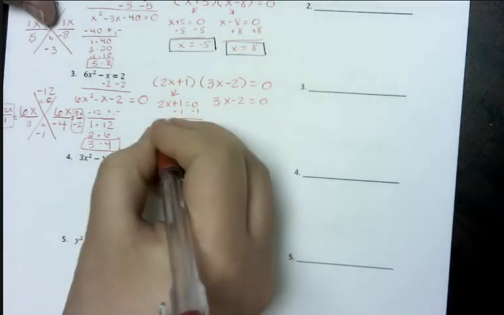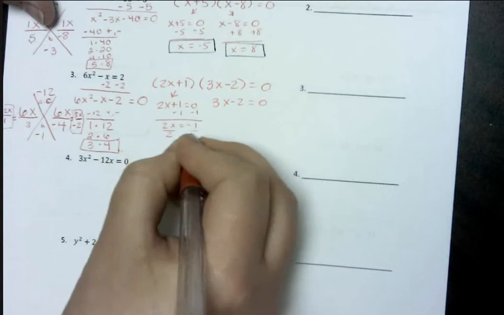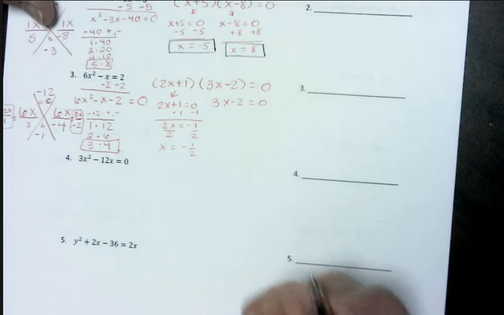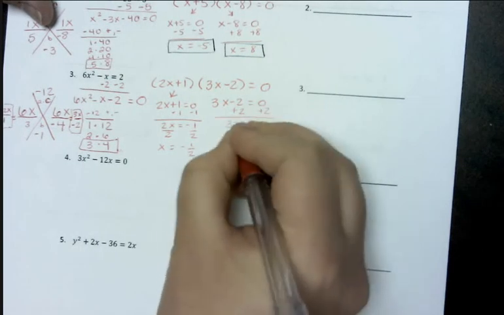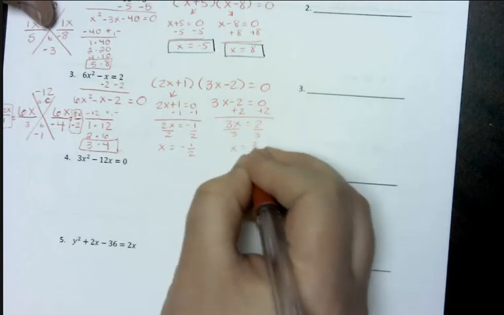So that gives you 2x equals -1. And then you'll divide both sides by 2 to get an answer of x equals -1/2. Then add 2 to both sides over here to get 3x equals 2. Divide both sides by 3 to get x equals 2/3.